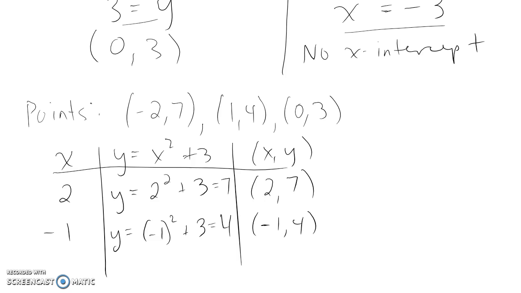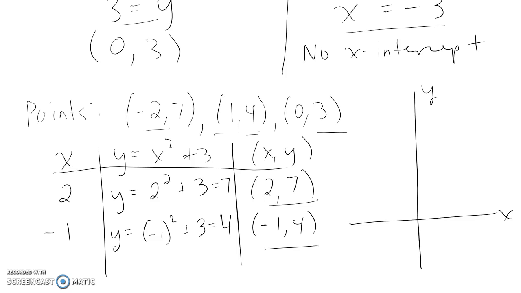Now let's notice something. I already know that the points (-2, 7), (1, 4), and (0, 3) are going to be on the graph. Now I also know that (2, 7) and (-1, 4) are. Notice there's a similarity between (-2, 7) and (2, 7), right? And a similarity between (1, 4) and (-1, 4). When we take a look at our graph, we're going to talk a little bit more about that similarity. Let's go ahead and plot our points so we can get a good picture of our graph.